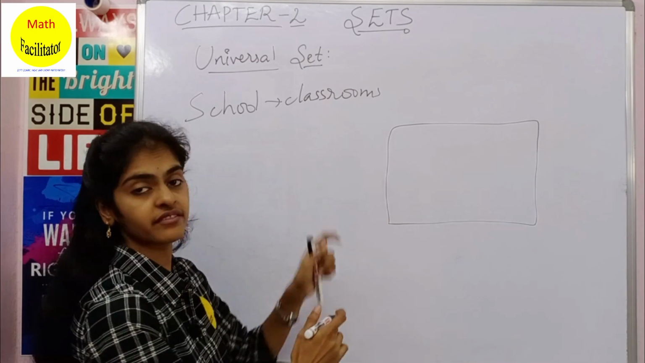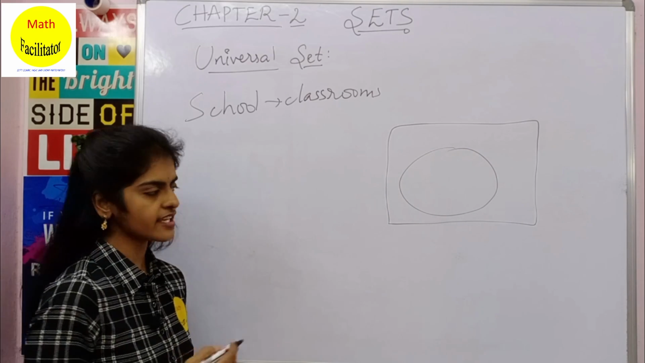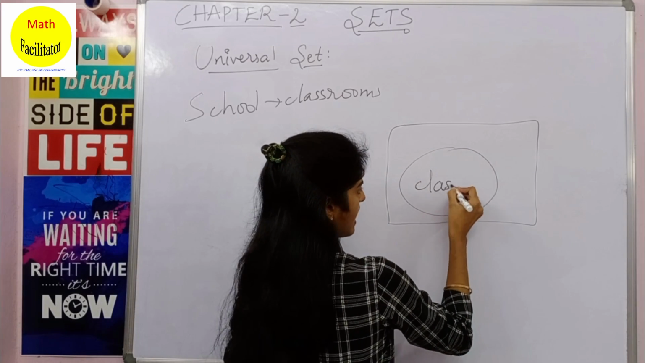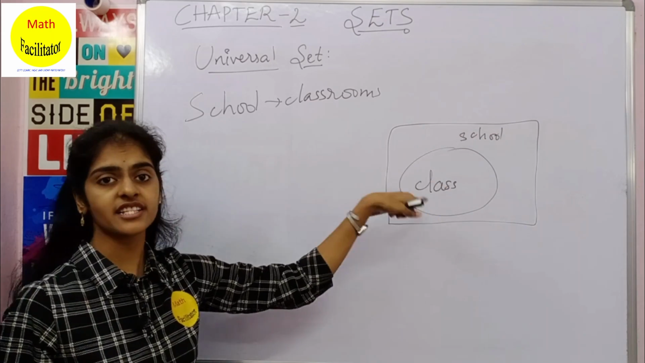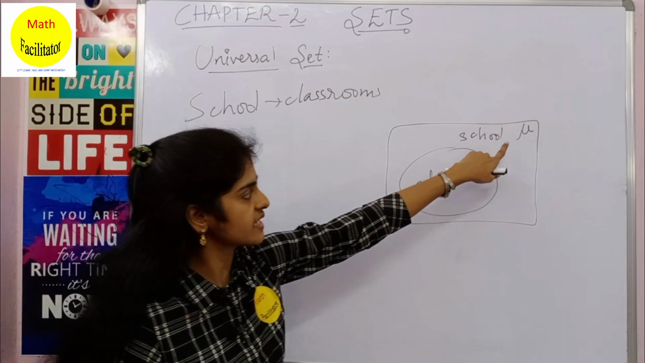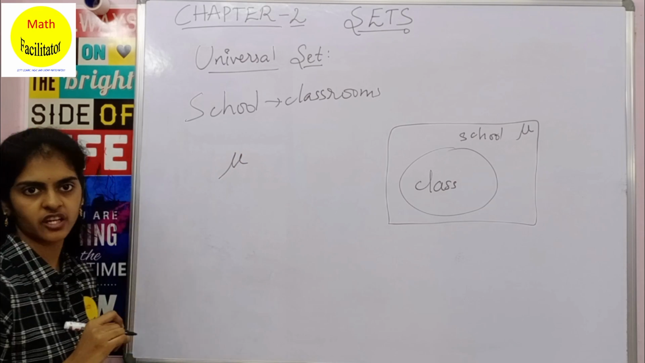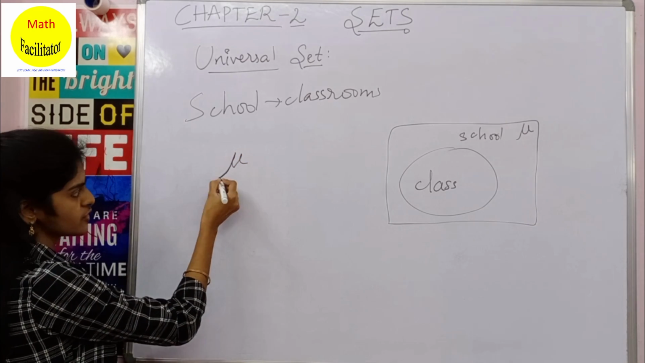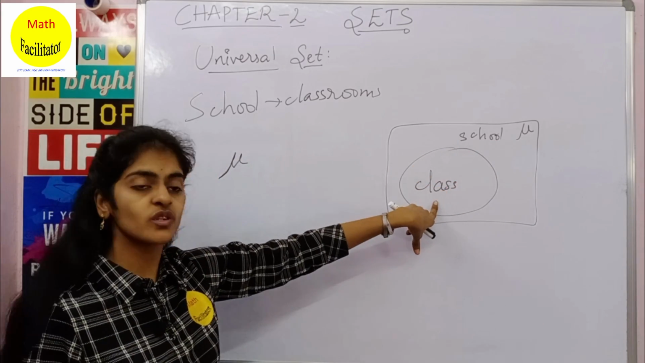Now in school you have classrooms. So these are nothing but classrooms. So this is the classroom and this is the school. Clear? So this school is called the universal set. It is called the universal set and is represented by U, with some extended stroke. So your school is a universal set where in school you have classrooms.